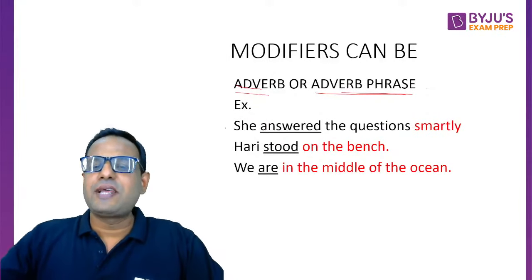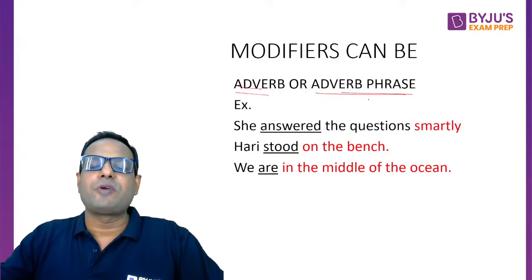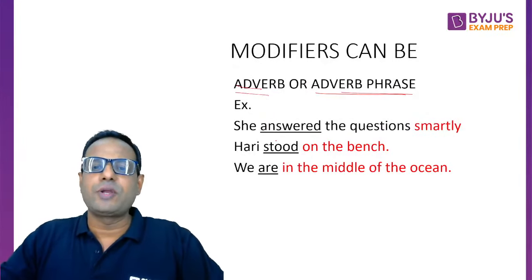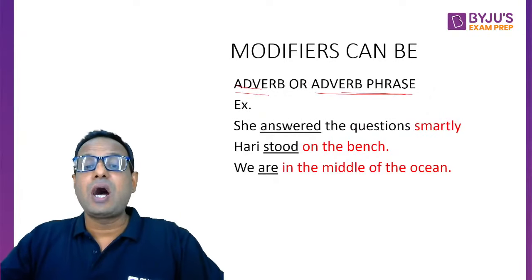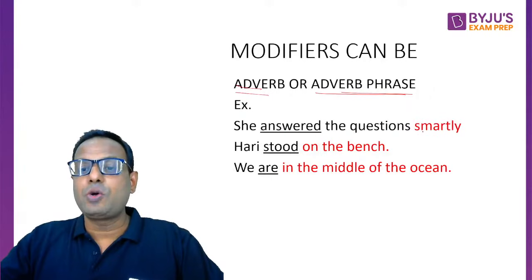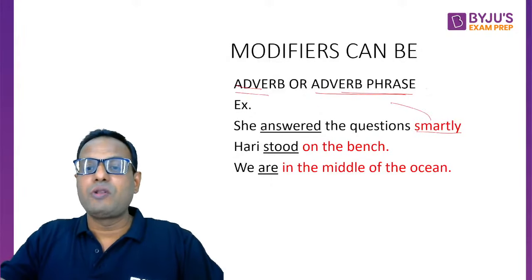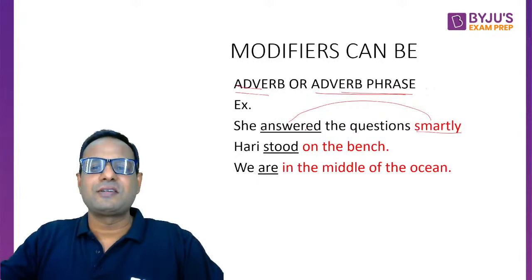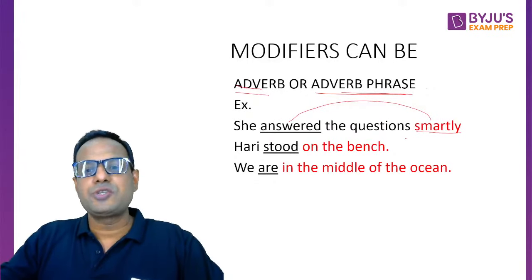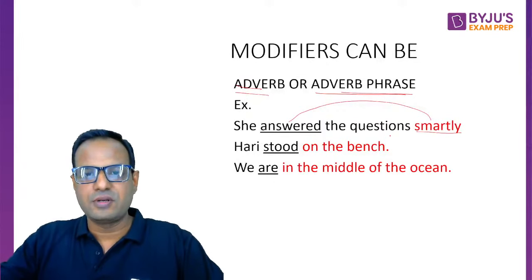So let us understand the adverb or adverb phrase acting as a modifier with the help of a few examples. It says, she answered the questions smartly. Look at smartly, it has been highlighted. It actually qualifies what? Answered. How did she answer the question? Smartly. One word modifier, it's an adverb.